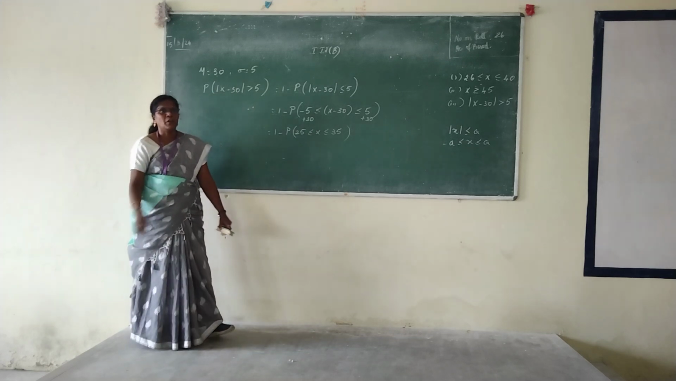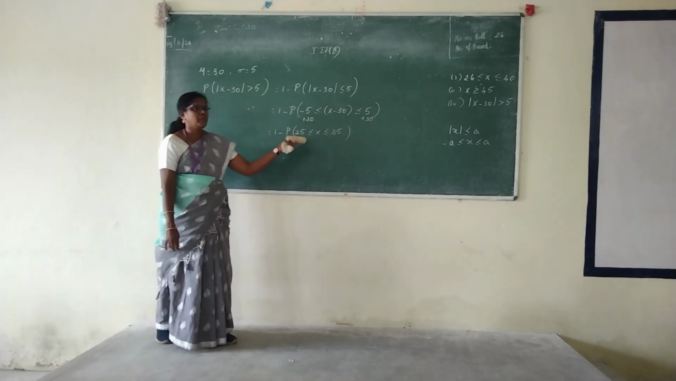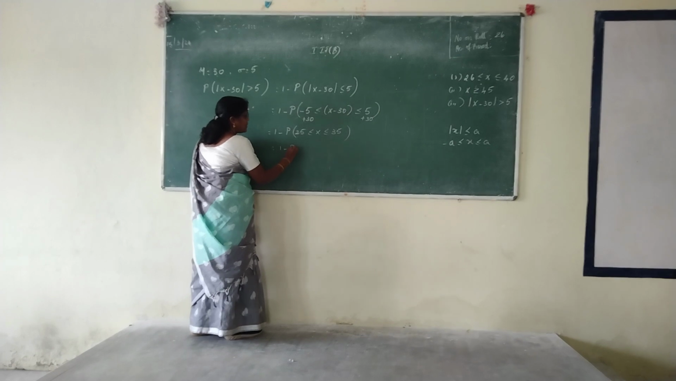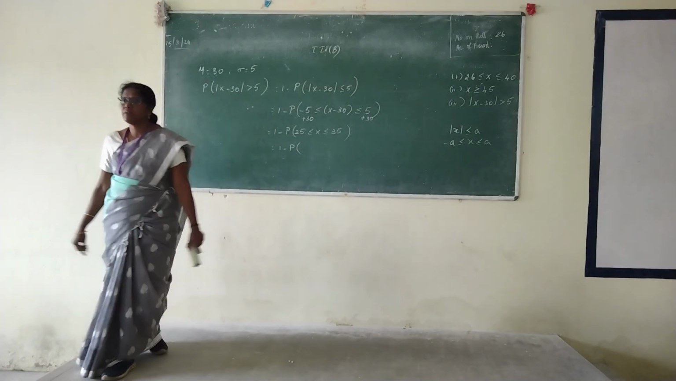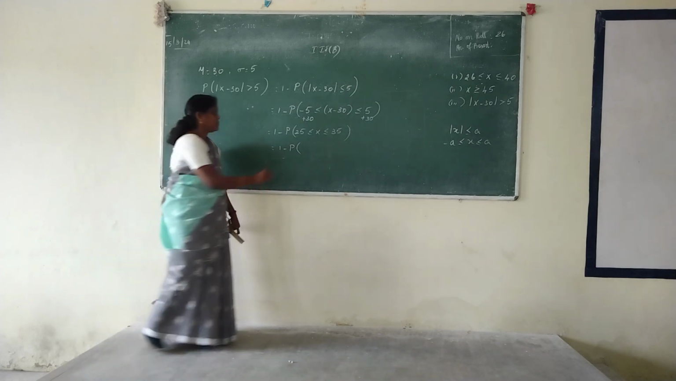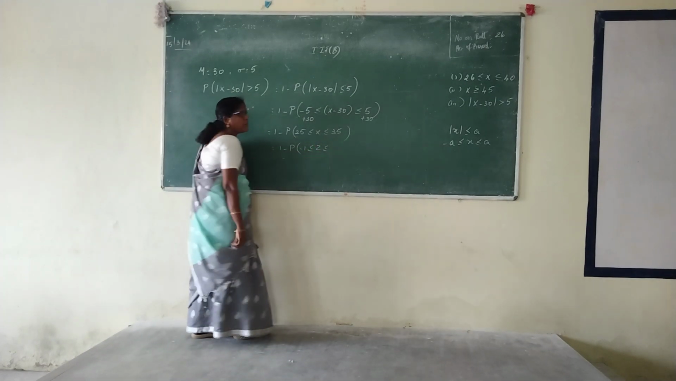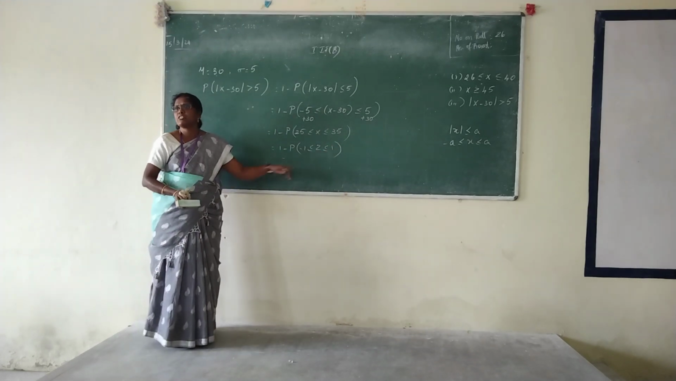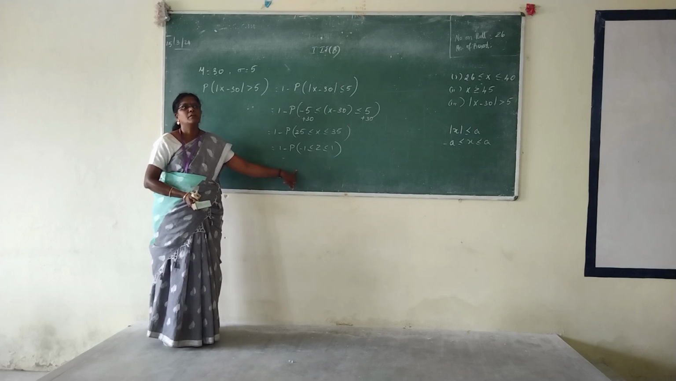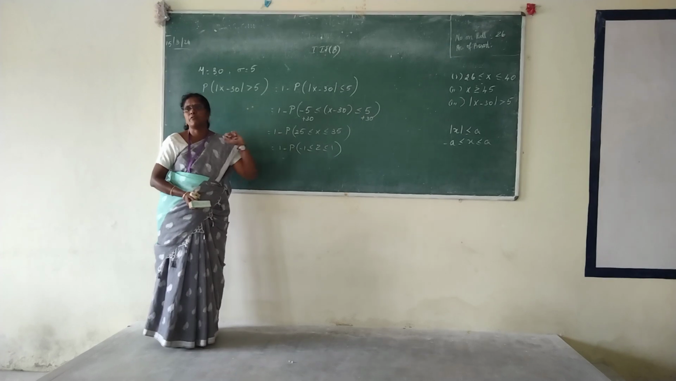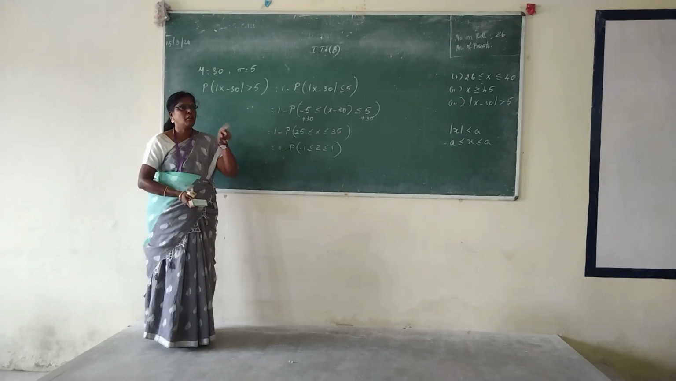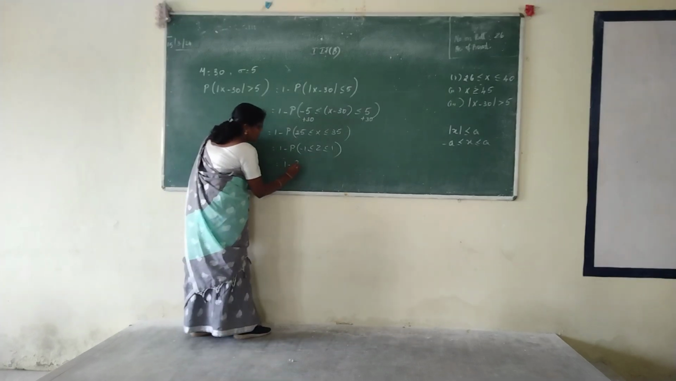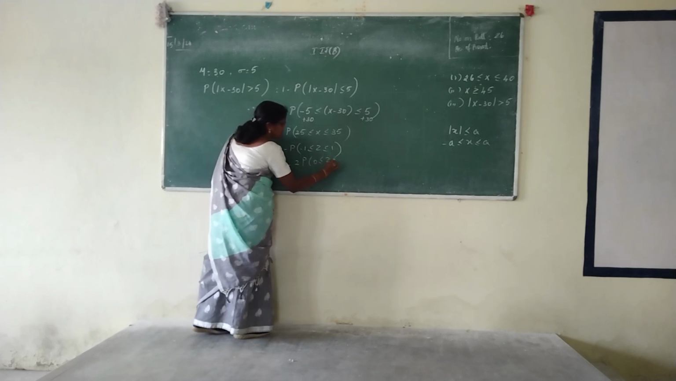Now the other steps. We have to convert in terms of z. When x equal to 25, what is the z value? Minus 1. When x equal to 35, 1. This resembles which formula? Minus a to plus a. What is the formula I gave you? 2 times P of 0 to a. So what is the a value? 1. So this can be rewritten as 1 minus 2 times the probability of 0 less than or equal to z less than or equal to 1.